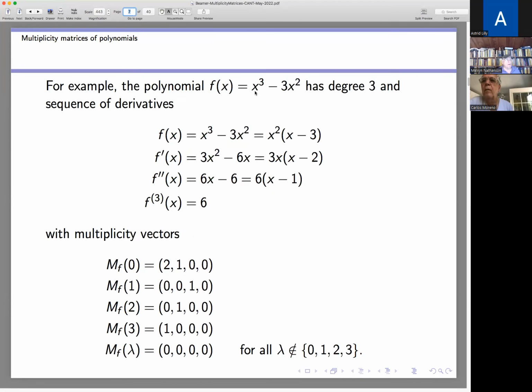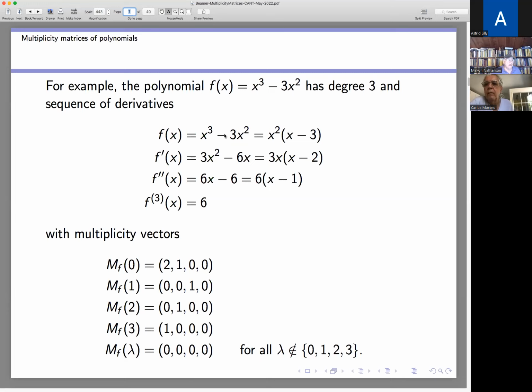So for example, if you take the polynomial x cubed minus 3x squared of degree 3, these are the derivatives. If you take lambda equals 0, it's a root of multiplicity 2 for f, multiplicity 1 for f prime, and multiplicity 0 for the second and third derivatives. So this is the multiplicity vector of 0 for this polynomial f. The multiplicity vector for f at 1: well, 1 is a zero of the second derivative and only of the second derivative. So we have this multiplicity vector, and so on.